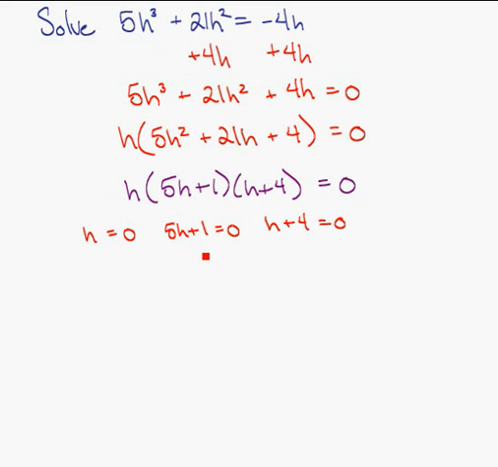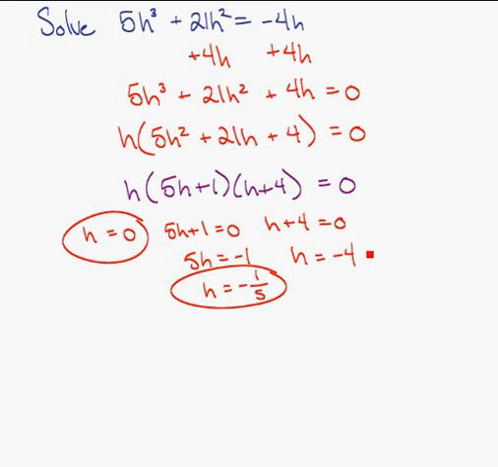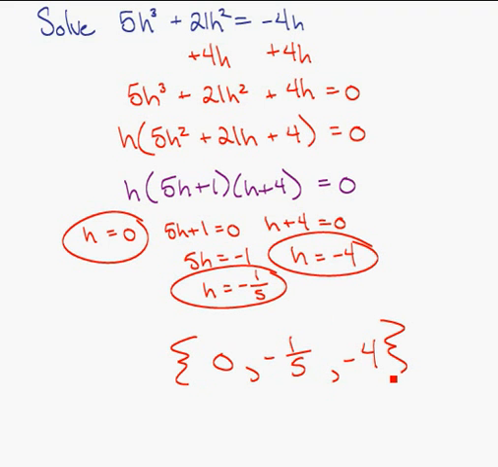5h plus 1 equals 0 means you subtract 1 from both sides. Divide both sides by 5. And there's your second answer. Our first answer was h equals 0. We didn't have to do any work there. h plus 4 equals 0 means you just subtract 4 from both sides, and that gives you an answer. So we have three answers: 0, negative 1/5, negative 4. So our solution set is 0, negative 1/5, and negative 4. What we could do to check this answer is plug each one of these into the original problem and see if we get a true statement, in which case we will.